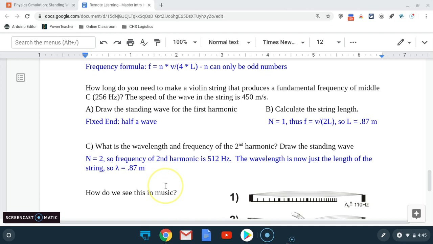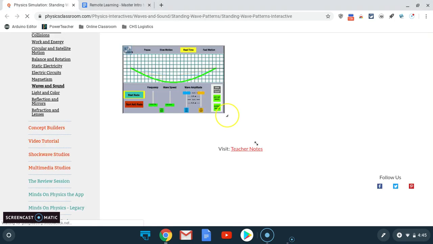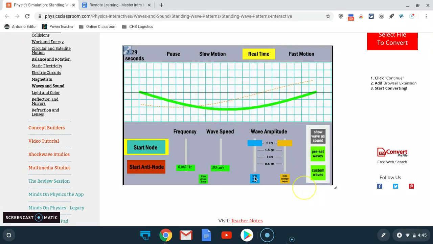So, looking at these three questions, let's start with the first one. I just want you to draw the standing wave for the first harmonic. This is a violin string, which means that it has to be closed on both ends. So the first harmonic, if it's closed on both ends, would just look like this. This would be the simplest standing wave you can create and still produce a sound. So it would just look like basically half of a wave.